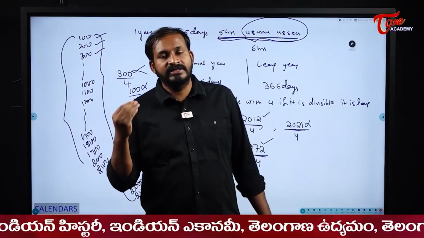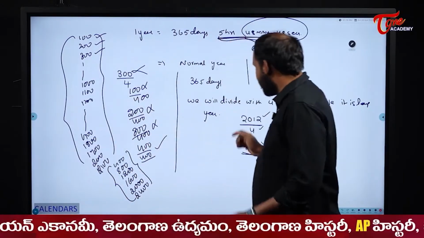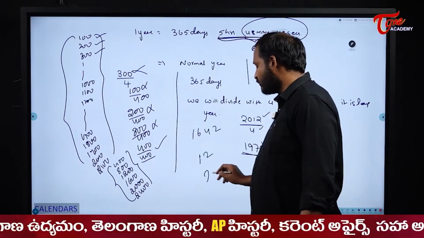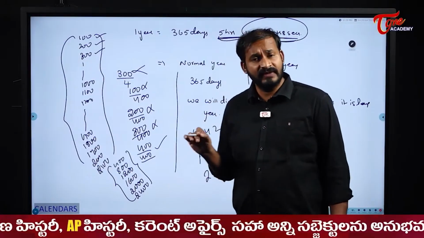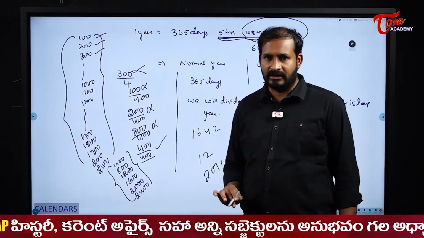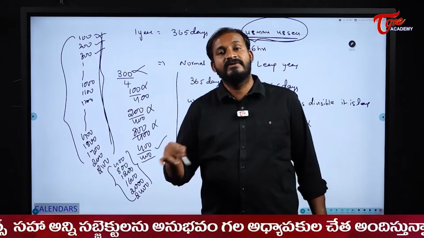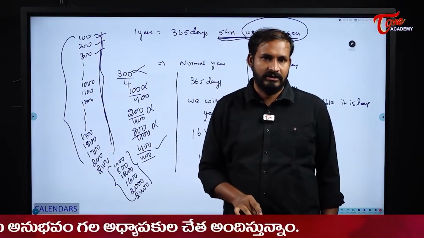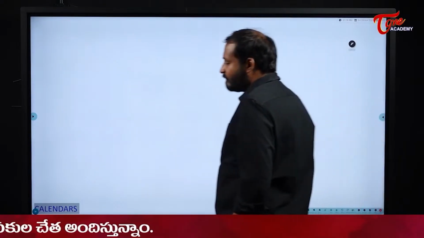Understood? How will you check whether the given year is a leap year or not? If it is a normal year, like 1642, 1628, 2012, 2011, these are all called normal years. We will divide them by 4 and then decide whether they are leap years or not. In case of centuries, we will divide them by 400 and then decide whether they are leap years or not. Understood?